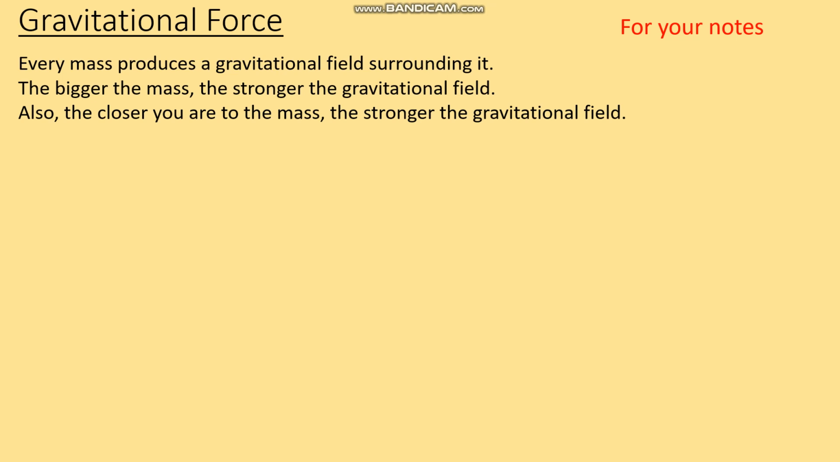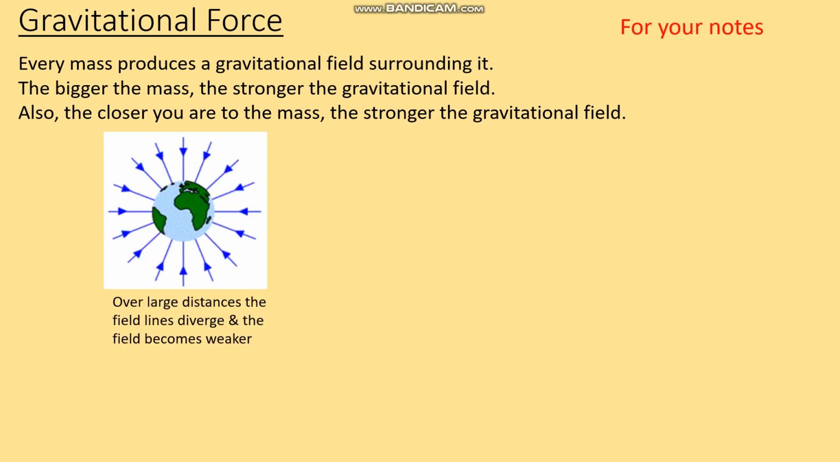Also, the closer you are to the mass, the stronger the gravitational field. So as you move away from the Earth, the gravitational field gets weaker. To illustrate that, we can look at a diagram showing the Earth from a large distance. These lines represent gravitational field lines or lines of force. They are the direction in which a mass would move if you placed it in that position in space. Over large distances, these gravitational field lines get further and further apart, and that tells us that the gravitational field gets weaker as we move away. So the further the field lines are apart, the weaker the gravitational field.